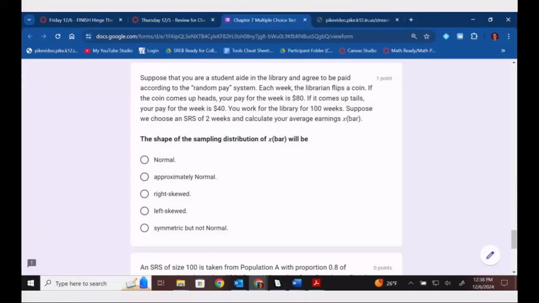First thing I noticed when I looked through these answers, that first answer where it says normal and the second one says approximately normal: we are never going to work with something that is perfectly normal. If you see something about a perfectly normal distribution, it's a trick. It's a trap, run away. Approximately normal, we can't do that because we don't have n times p and n times 1 minus p greater than or equal to 10. It's not going to be left skewed or right skewed because that binomial distribution is going to have a symmetric shape to it. So my sampling distribution of 2 weeks for each of my dots is going to be symmetric but not normal.